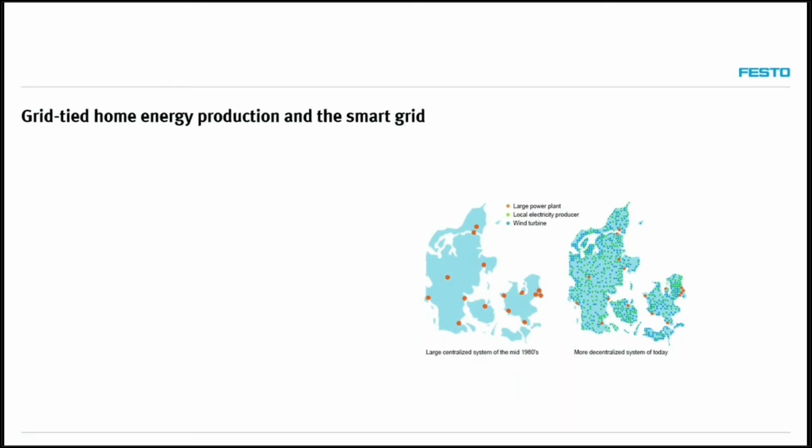And we have an image here from, I think it's Sweden, where we see the situation how it was in the 80s with only major power plants over the map. While now today you have all these little green dots, which represent the home energy produced at home, connected to the grid and helping the whole grid.